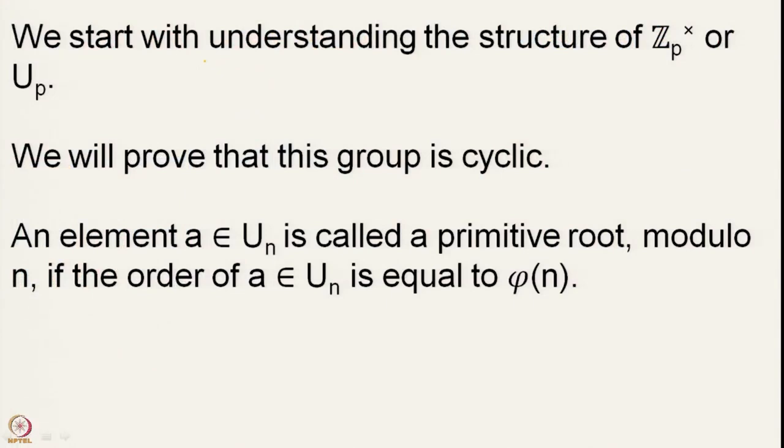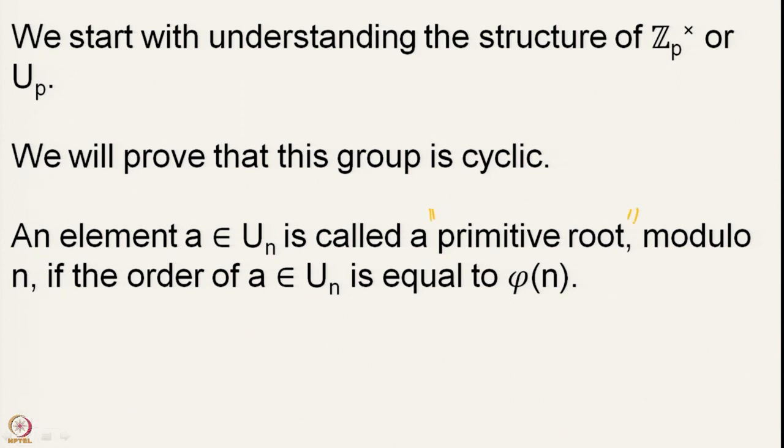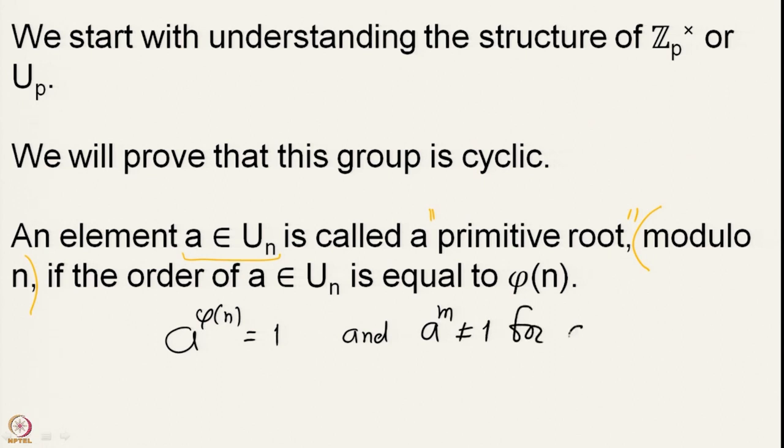Perhaps the result is true in more generality. So, we make one definition here. An element A in general Un, where n need not be a prime, is called a primitive root modulo n. So, we will work with the concept of primitive root. But it is understood that whenever we are talking about a primitive root, there is an n in the background. So, we call this element A a primitive root if the order of A is equal to phi n. What it means to say is that A power phi n is equal to 1 in Un and A power m is not 1 for any m strictly less than phi n.